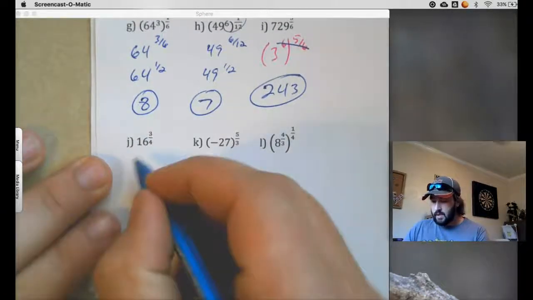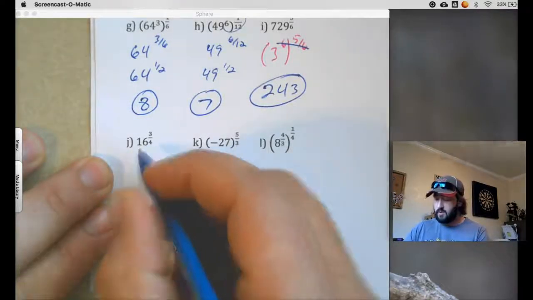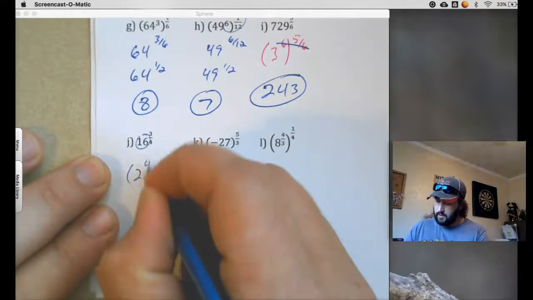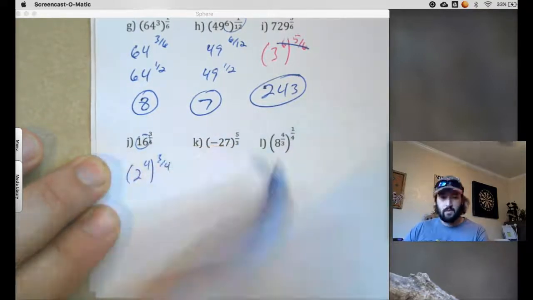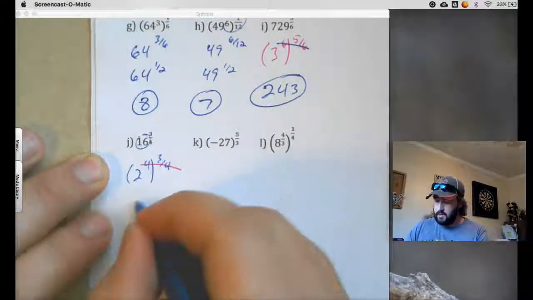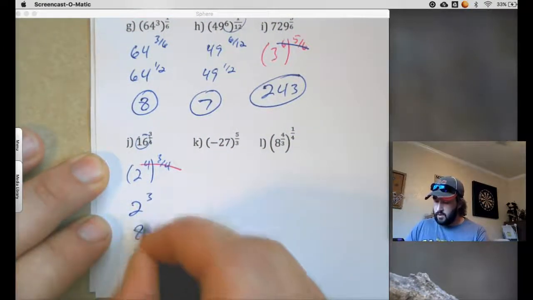All right, 16 to the 3/4. So I tried to find the smallest base I can. I know I can rewrite this as 2 to the 4th to the 3/4. So 4 divided by 4 makes 1, so this is really just 2 to the 3rd, which is then just 8.